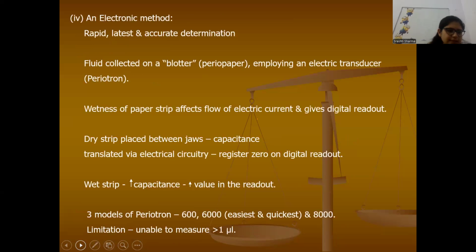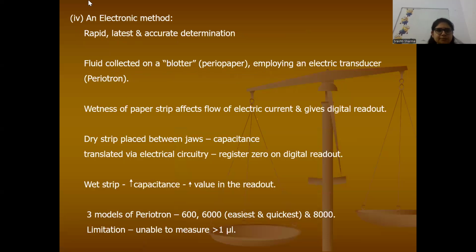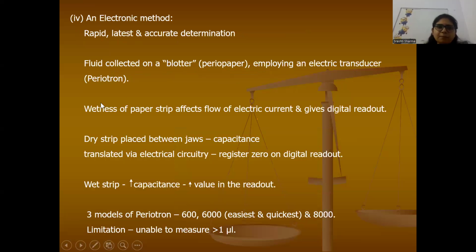So the fourth is an electronic method. It is rapid, latest, and accurate determination. Fluid collected on a blotter, that is paper, employing an electric transducer, that is Periotron. Wetness of paper strip affects flow of electric current and gives digital readout.